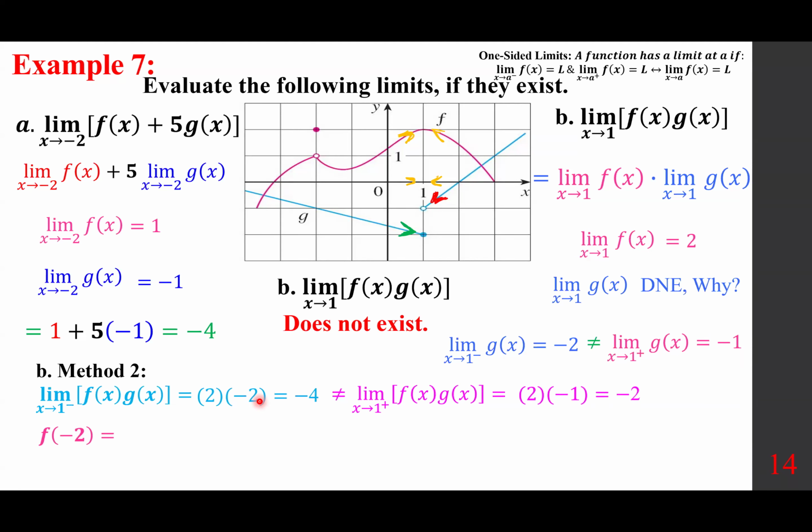What about f of -2? If you look at f of -2, this is -1, this is -2. Here, look for the solid point. The solid point is here, and this point has the y coordinate 2.